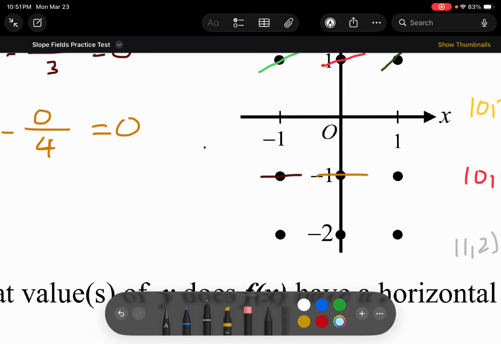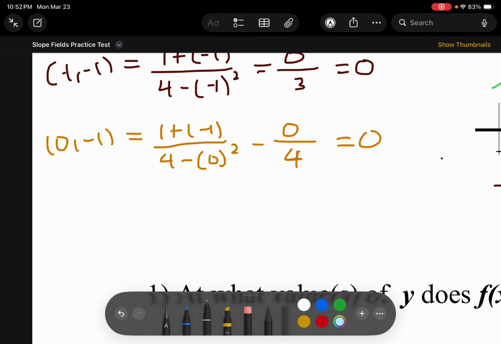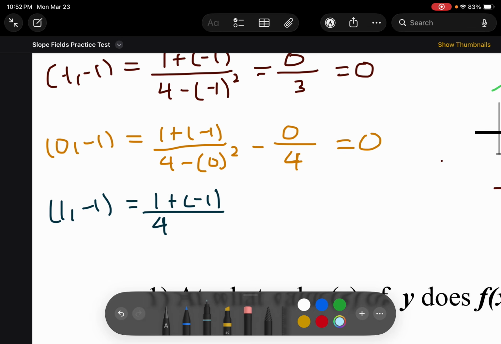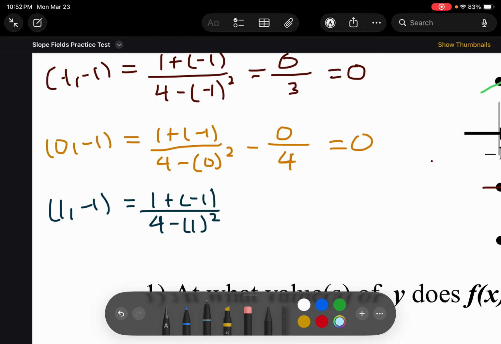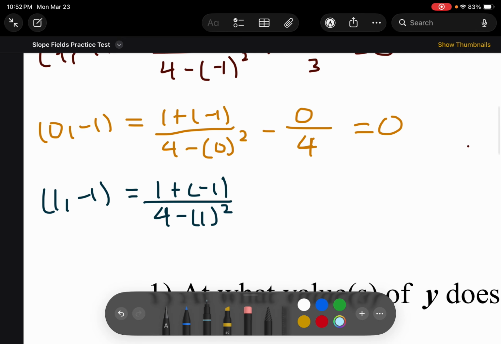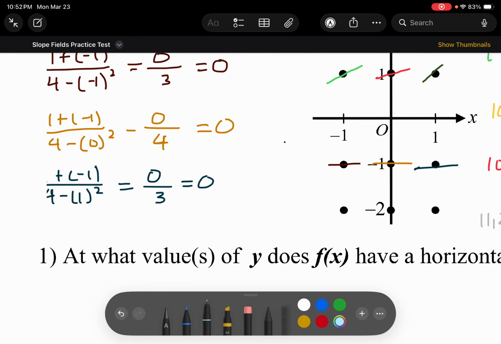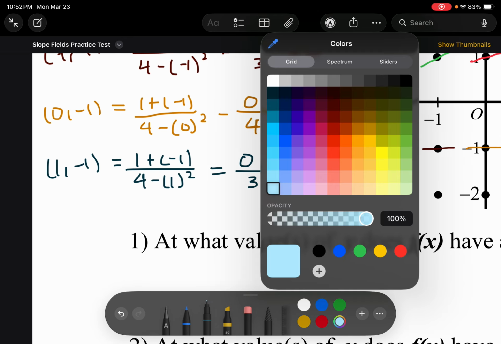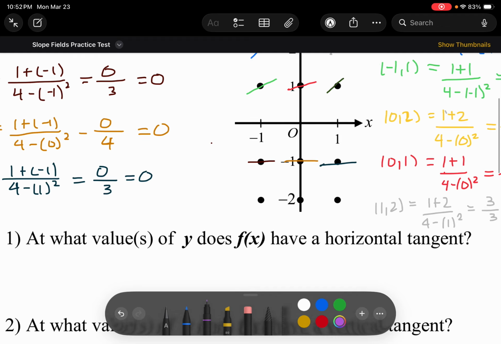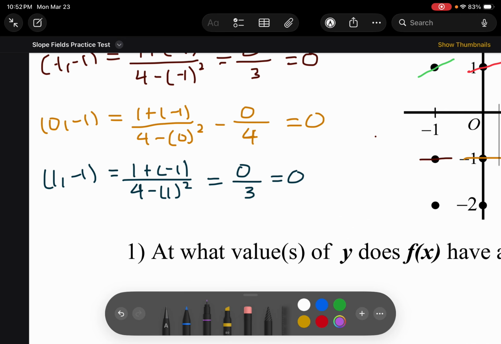Okay. Then we're going to do 1, -1. 1 plus -1 is just 0. 4 minus 1 squared is just 4 minus 1. This is just 3, which gives us 0. So you're going to have a horizontal asymptote at y equals 1. Let's give it a purple color. Let's do the last 3. So it's -1, 2. -1, -2.